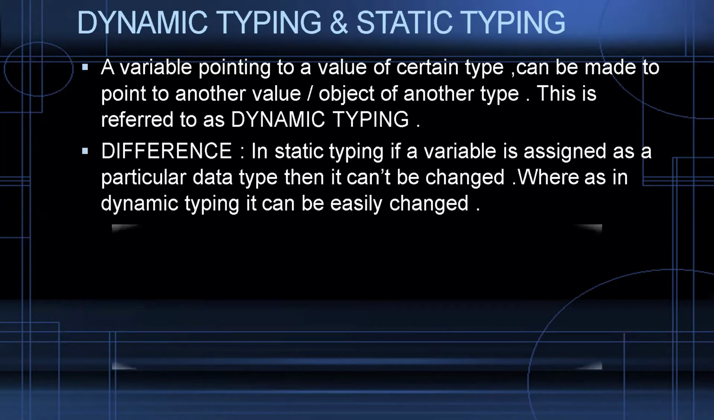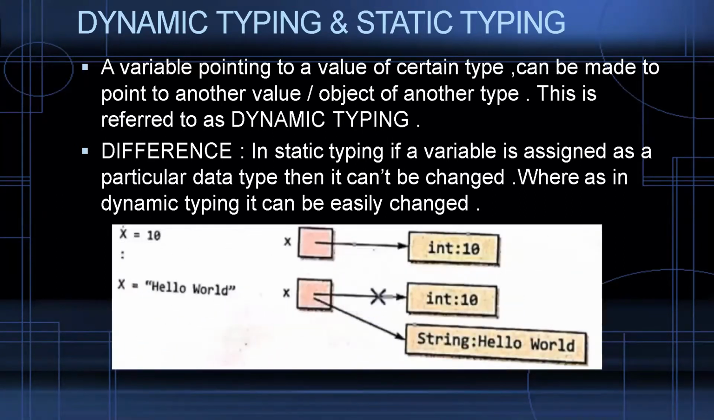Let's see a figure to understand what dynamic typing is. In this figure, we know that a variable x is defined or declared as an integer data type. After that, in the later process, it was cancelled and is declared or defined as a string data type. This is all about typing, dynamic typing, and static typing.